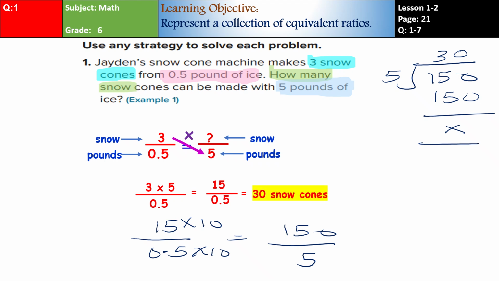So 30 snow cones. Otherwise, directly you can see from here that how 0.5 became 5. It is multiplied by 10. So directly you can multiply 3 with 10. That will also give you 30. That is our answer. So you can use any method to solve the question.